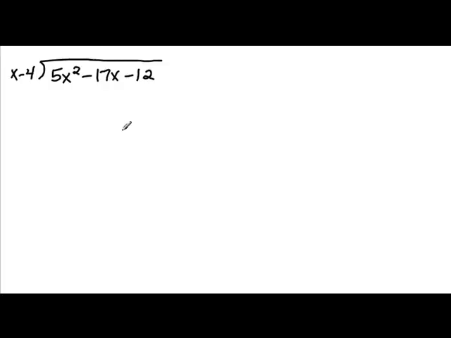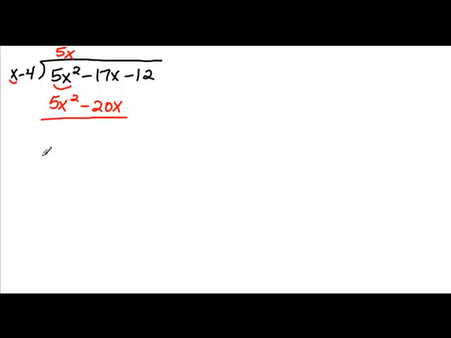Okay, so where would we start? So we have to say x goes into 5x squared, 5x times. Now multiply. 5x times x is 5x squared. 5x times negative 4 is negative 20x.